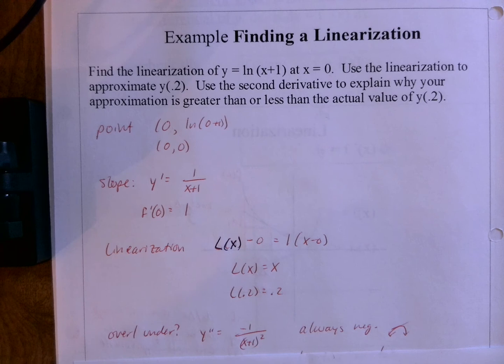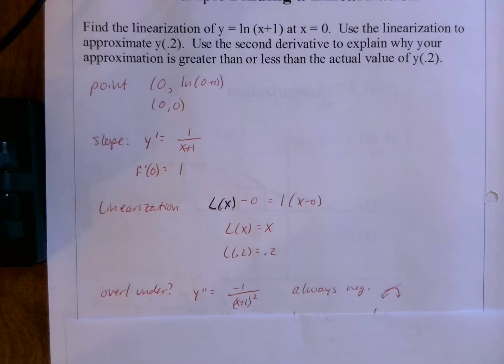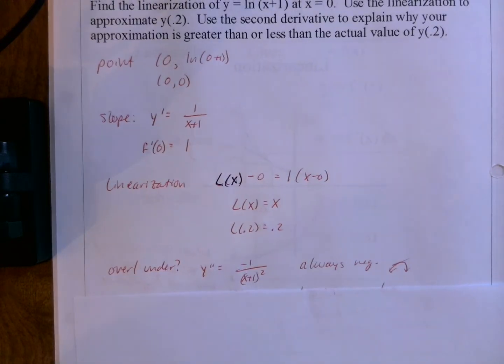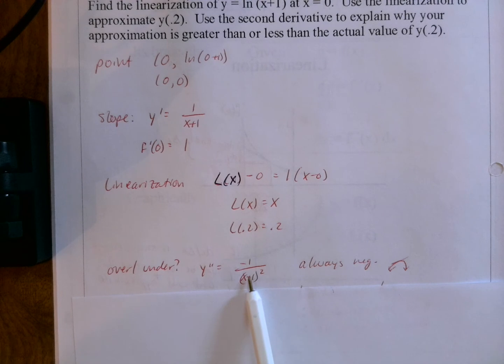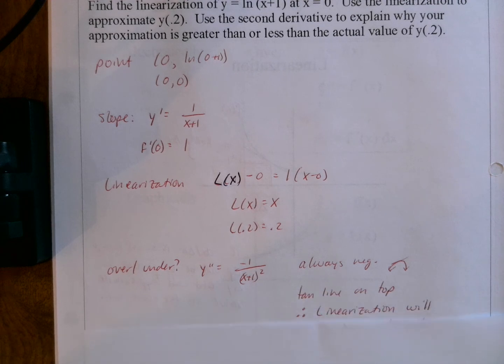Now, is it an over or under approximation? We are going to use the second derivative because that's what they told us to do. Taking the second derivative, multiply by the power, which is -1, lower the power, which is -2. No matter what x value I plug in, the second derivative is always negative, so it's concave down. My linearization is a tangent line. That tangent line is always going to be above, so my approximation is going to be an overestimate.